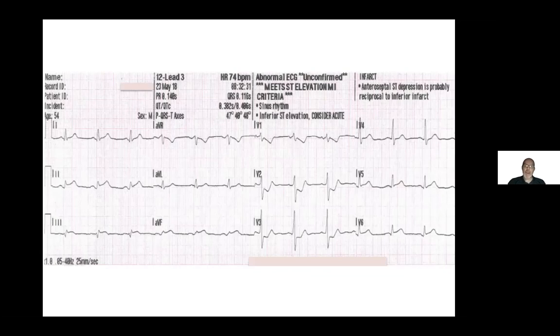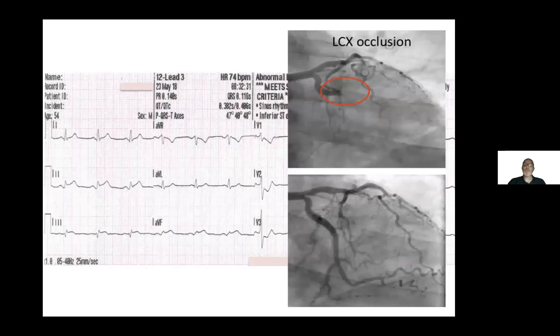So when I couple that with there's greater elevation in 2 than there is in lead 3, that would lean me away from a right coronary occlusion and more towards a left circumflex occlusion. So this gentleman was actually a left dominant patient. He presented with an inferior MI, but it was actually caused by a left circumflex occlusion. So what does that mean to us? How does that translate to our treatment?